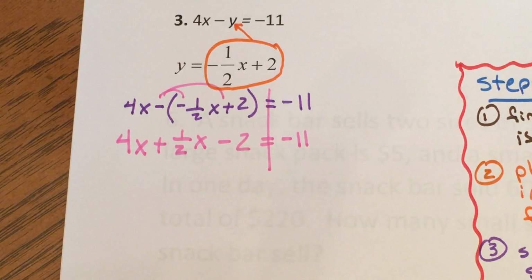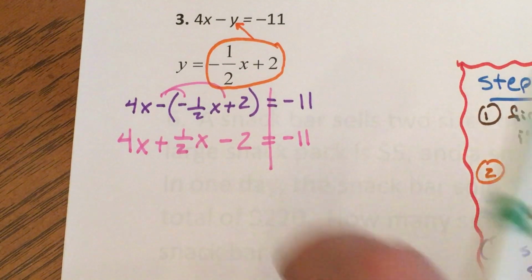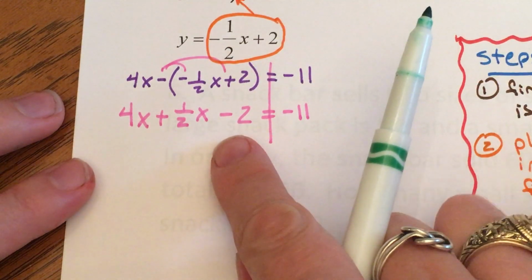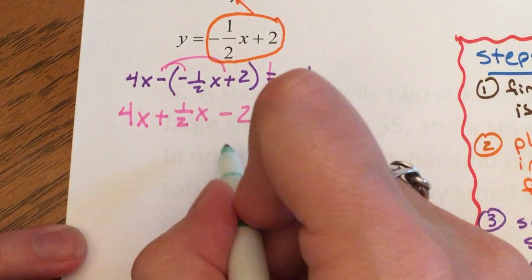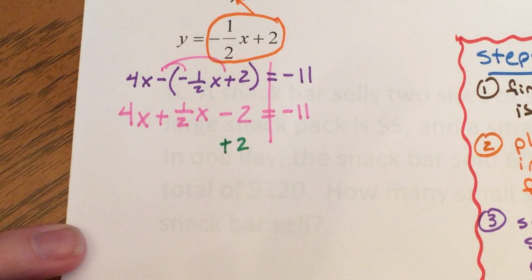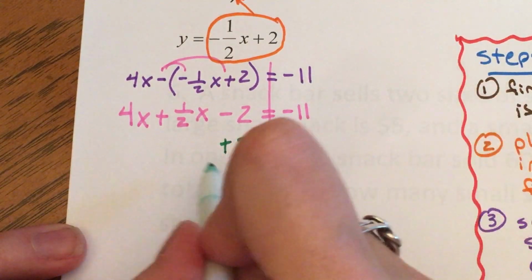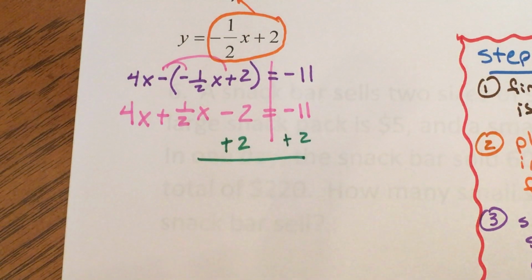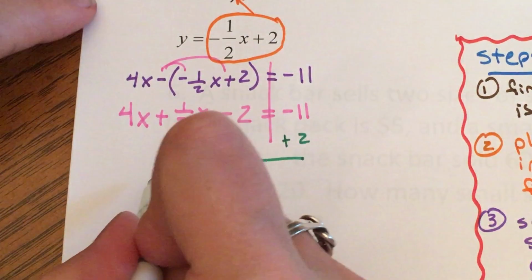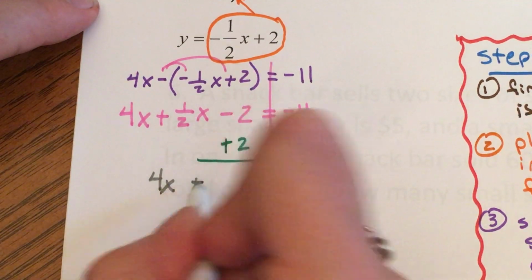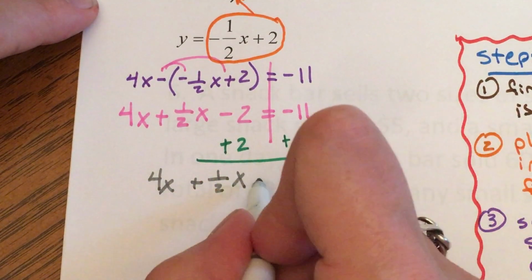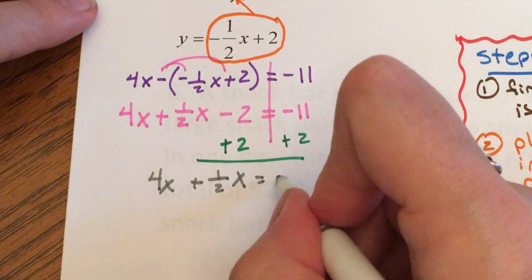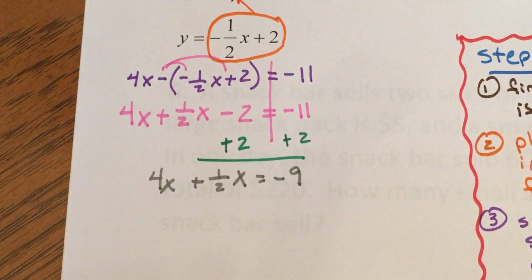We need to get x alone. So let's start by getting rid of the 2. How do you get rid of this 2? Yeah, add it to the other side. What you do on one side of the river, do to the other. Use the opposite sign. So now I have 4x plus 1/2 of an x equals, what is -11 plus 2? Yes, it is -9.